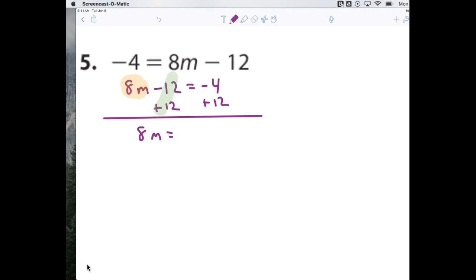Now instead of saying negative 4 plus 12, you can just say what's 12 minus 4. I'm asking you, what's 12 minus 4? That's right. 12 minus 4 is 8. Now, how do I undo multiplication? Divide. Divide by 8. So what does m equal? 1. M equals 1.